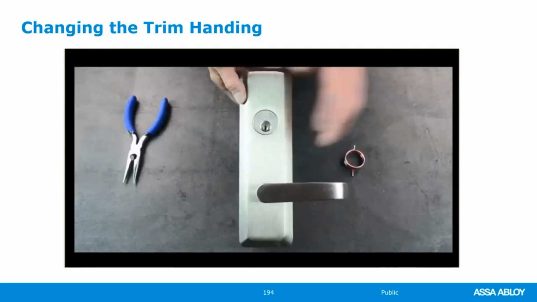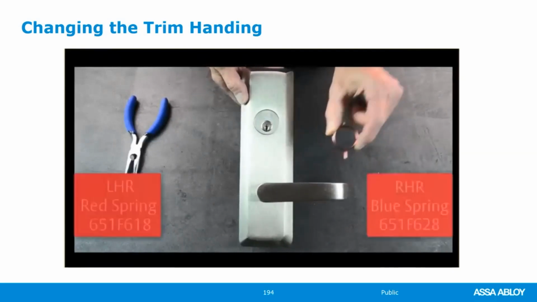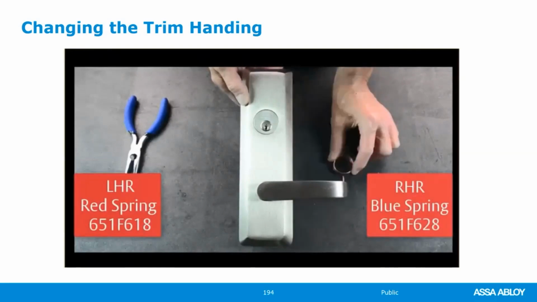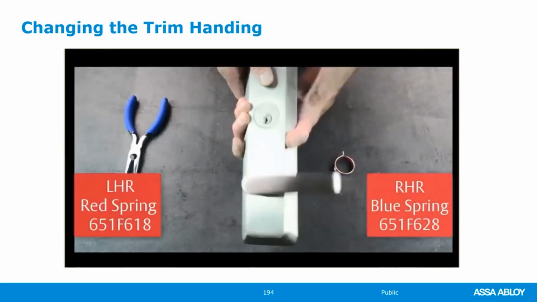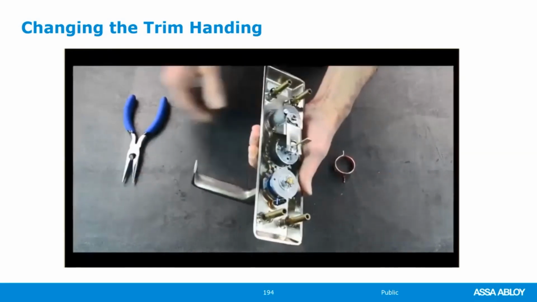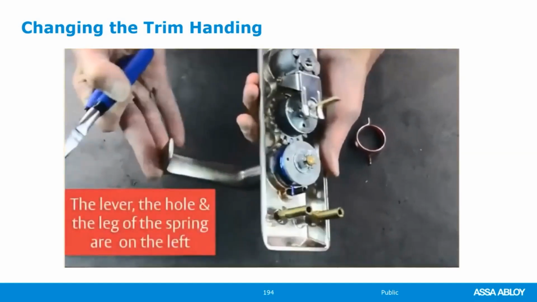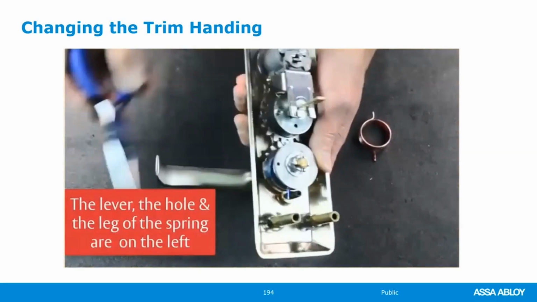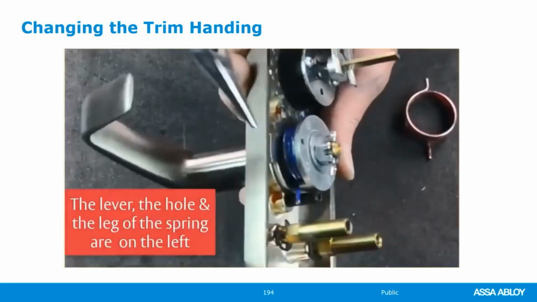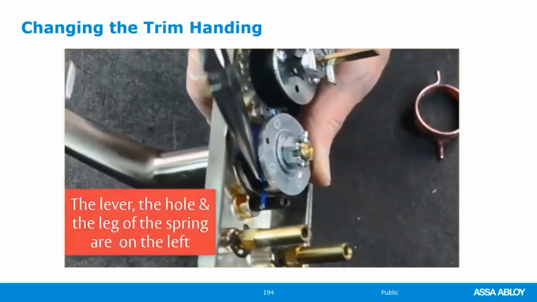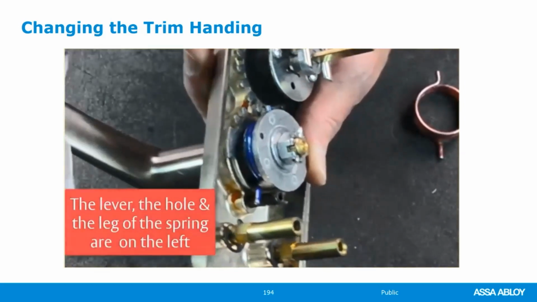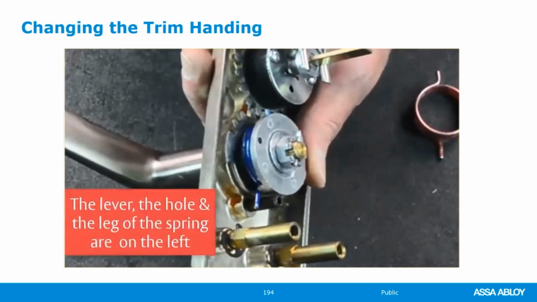To be able to do that, you need to have the opposite hand spring. They use 2 different springs, the left hand reverse bevel and the right hand reverse bevel. So let's take a look at what we have here. When we flip this over, we want to make a few observations. First, you note the lever handle's on this side. This hole in this component here is on the same side as the lever handle. You'll also notice you can see the entire blue spring on this side here, and that the spring is on the same side as the lever handle in reference to the screw there.